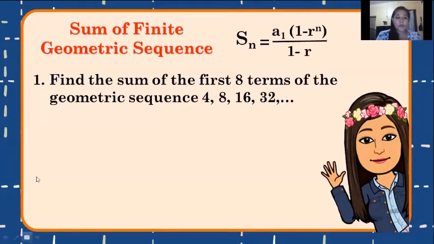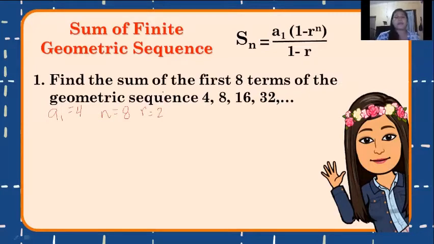So first, of course, we will write our given for our first problem. That will be our a sub 1, which is equal to 4. Then we have our n is equal to 8. Our ratio: 8 divided by 4 is 2, 16 divided by 8 is 2, 32 divided by 16 is 2. So therefore, our common ratio is 2.